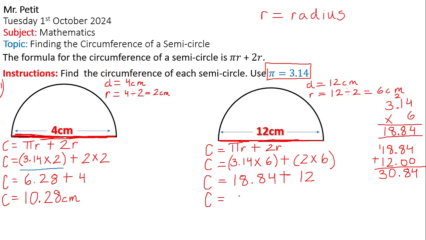So what we got, Paris? 30.84. What are we going to put? Centimeters, meters? 30.84 centimeters. All right. Let me know if you understand how we got this.